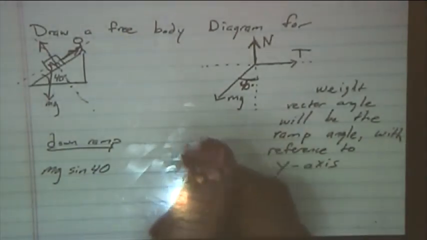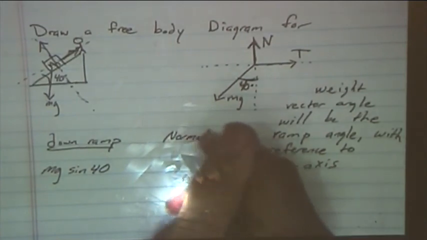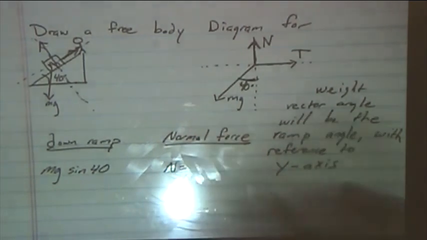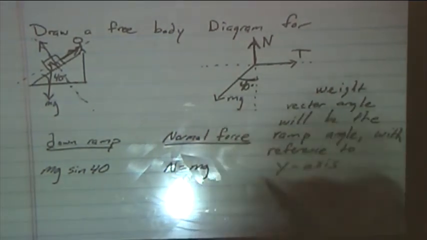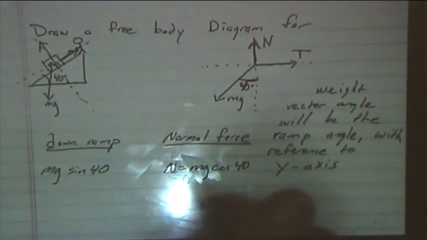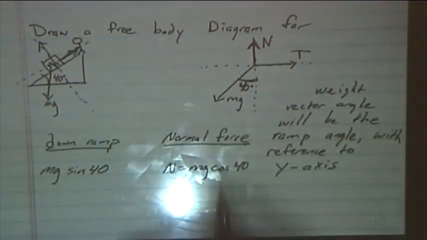So we can say that in an equilibrium situation here, the normal force would be equivalent to the adjacent component of the weight, mg cosine 40, and we're allowed to say that because we can clearly see that the normal force and the component of the weight are opposing each other, and there's no motion along this y-axis, and so they have to be equivalent to each other.